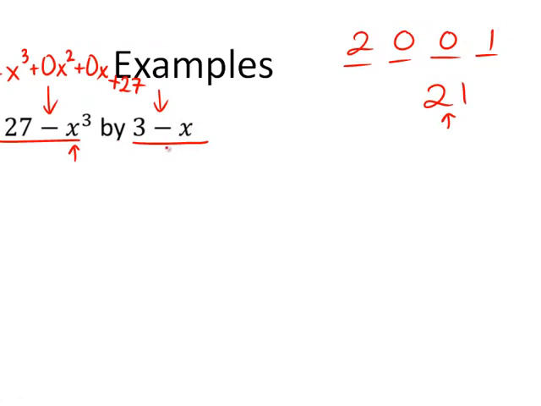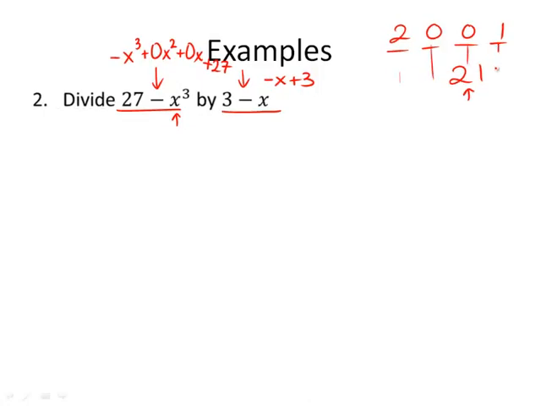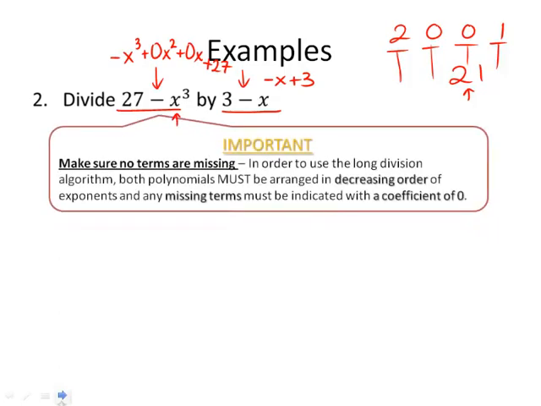This polynomial here can also be written x to the power of 1 is a higher degree than x to the power of 0, so we want to write this as negative x plus 3. That way we can apply long division and be sure that all our columns are lining up. So, important, remember to always fill in missing terms with coefficients of 0 to make sure that you have a decreasing order of exponents.